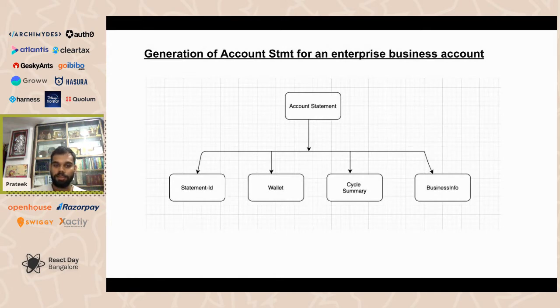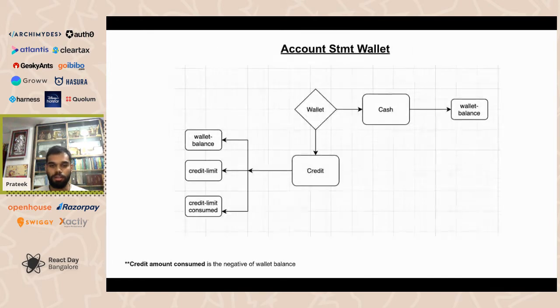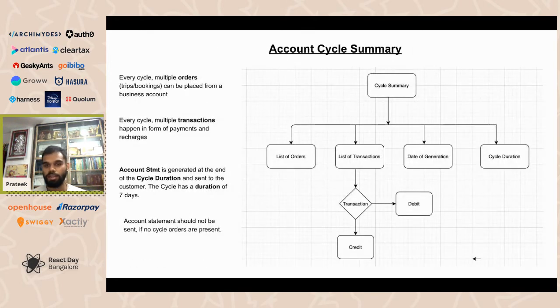Statement ID is a unique string with which you can identify a statement. Business info is like your name and brand name, like Ola and ANA Technologies. Cycle summary and wallet, I described what wallet is. Let's go to the cycle summary. What is the cycle summary? The cycle summary has a list of orders which can be placed on the business account. It's equivalent to trips.